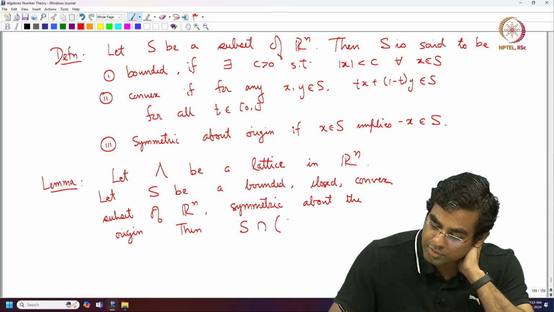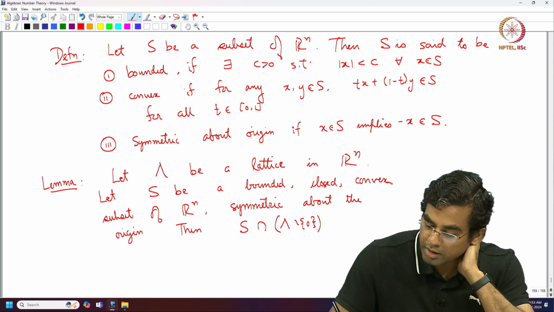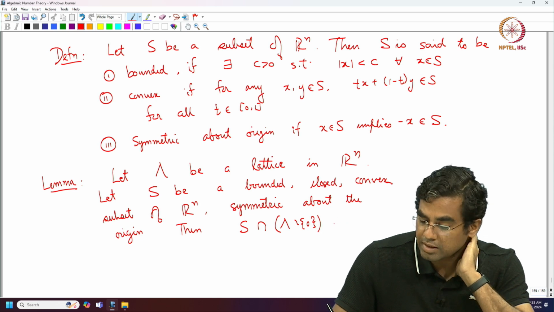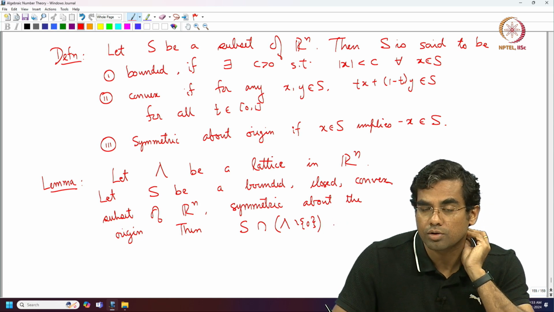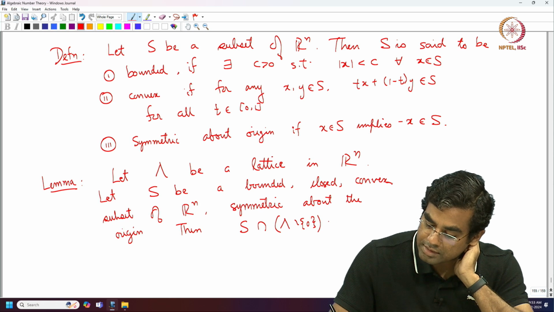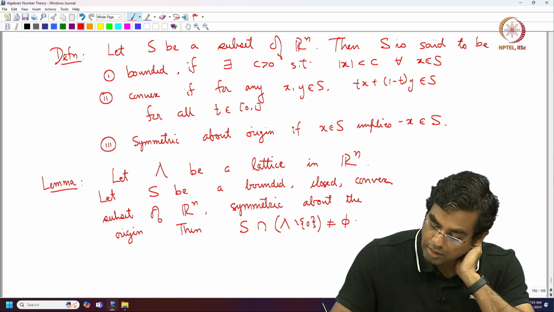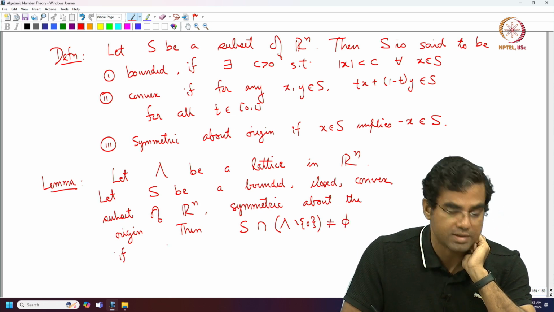So, we want to say something interesting, that is why we remove the origin from lambda, and we are saying that S intersected with lambda. So, S contains a non-zero point in the lattice if volume of S is large enough.